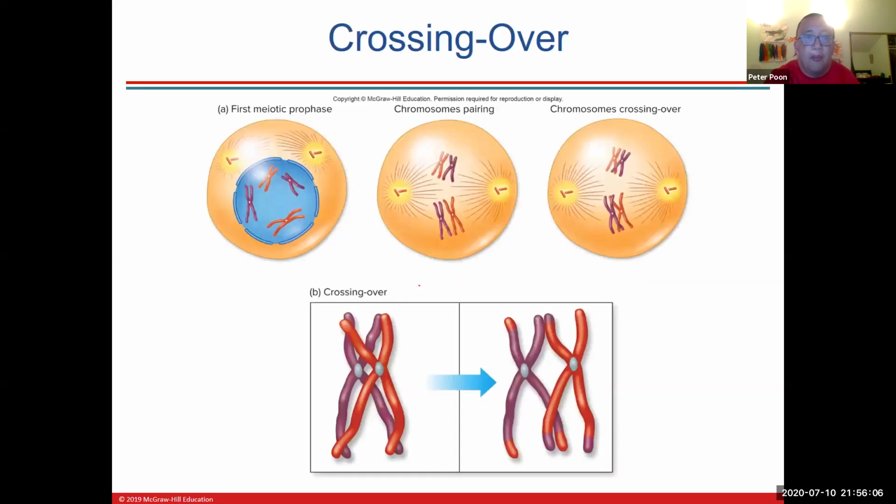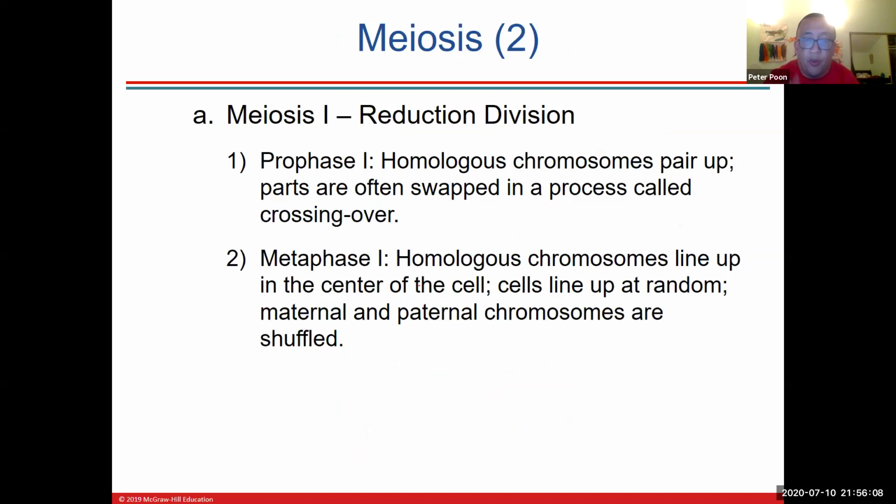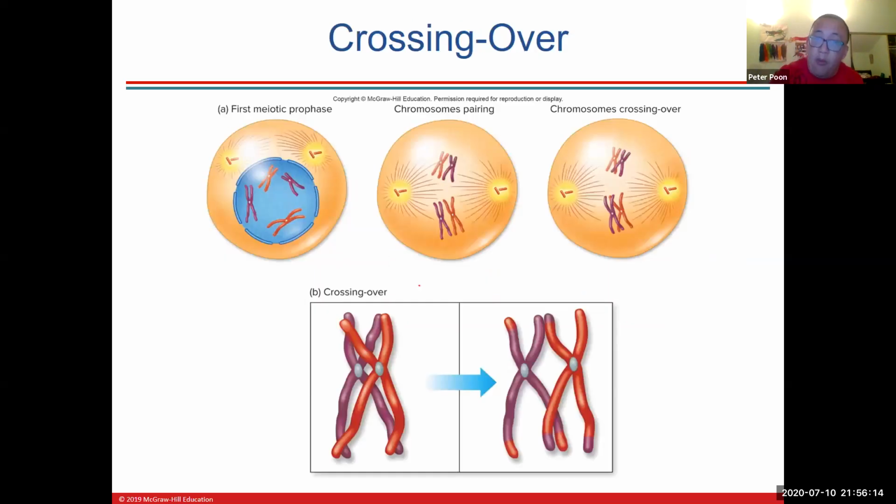So, in metaphase 1, the homologous chromosomes line up in the cell. Instead of lining them all up in one row, you form pairs. The homologous chromosomes line up next to each other. So the 2 chromosome 1s line up, 2 chromosome 2s line up, and 2 chromosome 3s line up, and then you separate them. That's the reduction.